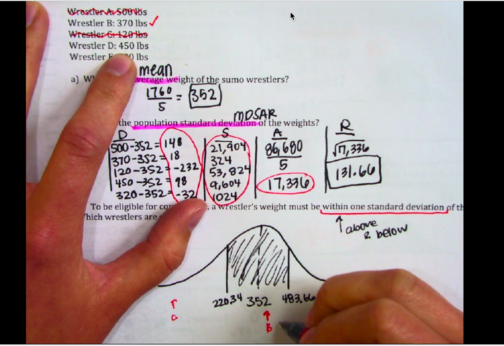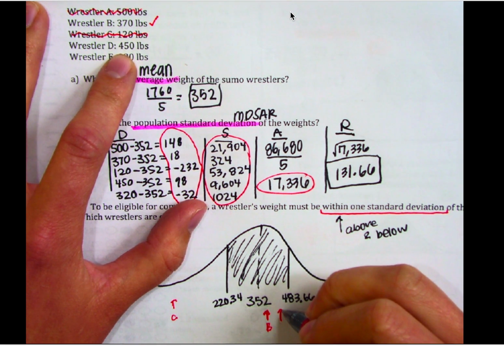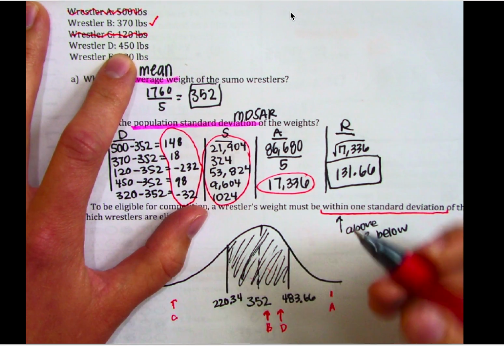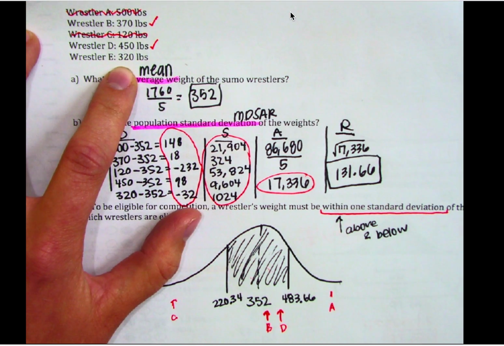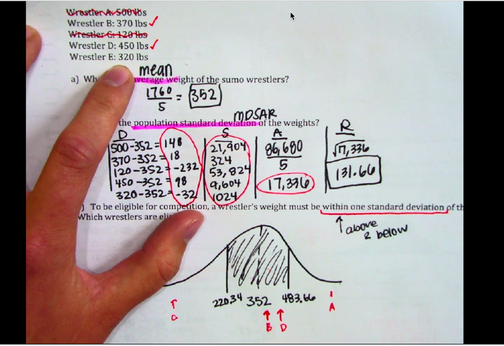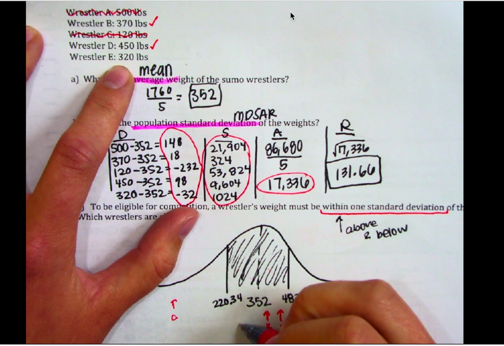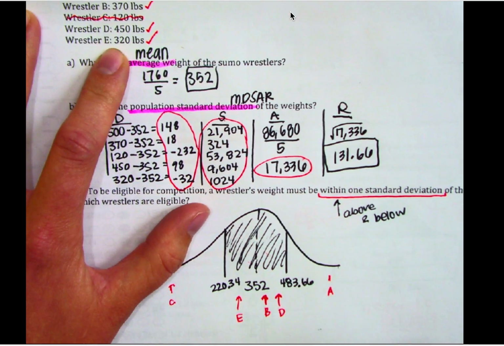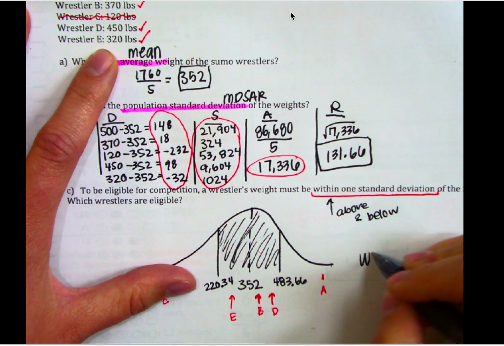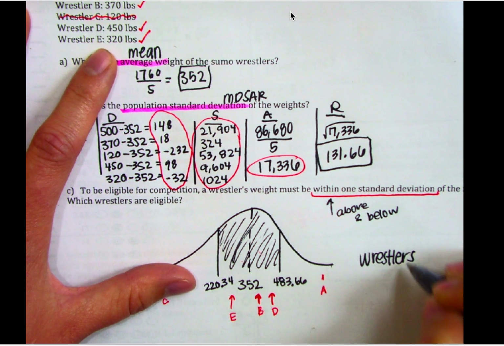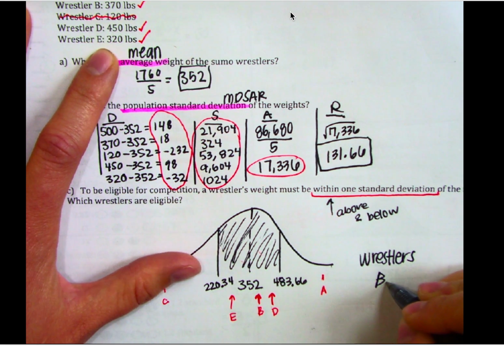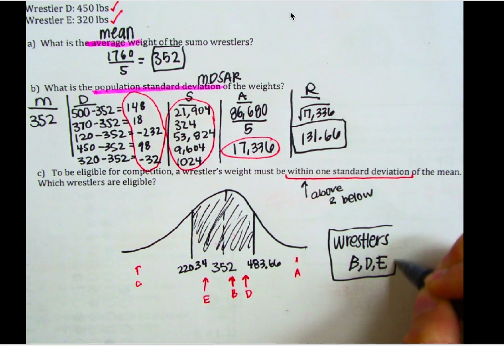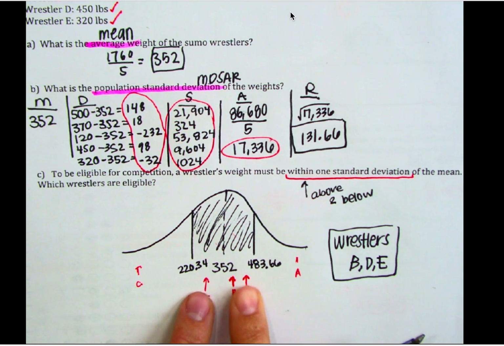450 pounds falls somewhere over here. 450 pounds for wrestler D, so he falls within 1 standard deviation. He is going to be eligible. And then 320 pounds is somewhere over here. So wrestler E is also going to be eligible. So we have wrestlers B, D, and E that are going to be eligible because they fall within 1 standard deviation.